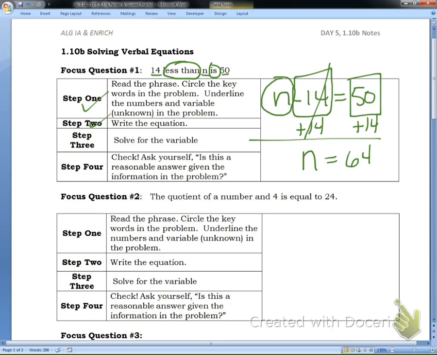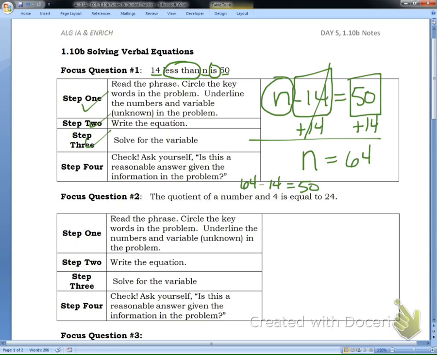And look at our last step. It says check, and ask yourself, is this a reasonable answer given the information in the problem? Now these are just numbers, and so we can just check it by plugging it back into the original equation that we wrote. When we get more story-like problems, we'll have to do something more with it. So let's check it. We're going to replace that variable n with our 64. That's what we think the answer is. And we just recopy the whole rest of the problem. 64 minus 14 equals 50.